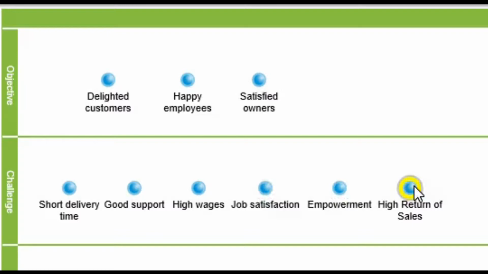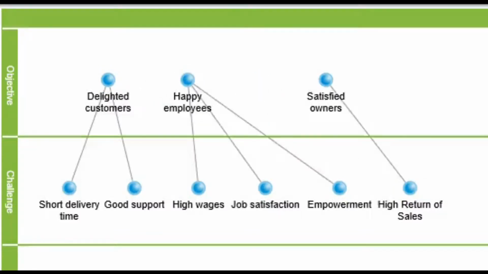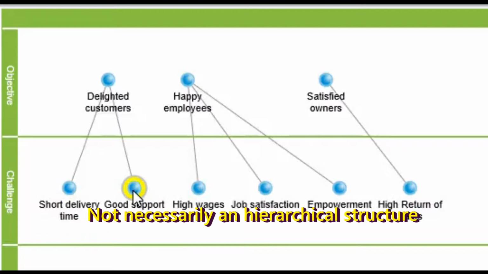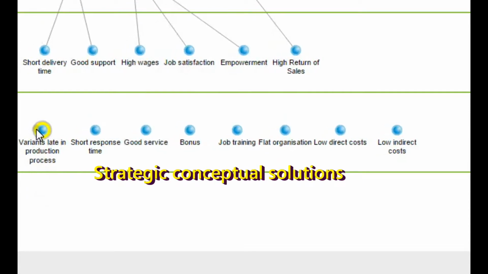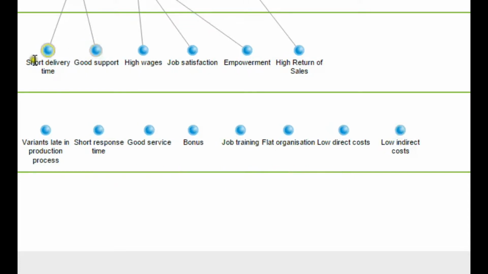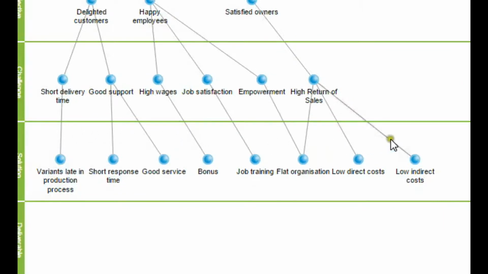Let's see how these relate to the 3 top-level objectives. So they all connect, and it looks so far as a hierarchy, but it doesn't have to be a hierarchy, as we shall see later. So we then move down to the strategic concept level, and then we have 8 bullet points. We have variance late in the production process, short response time, good service, bonus for the employees, job training, flat organization structure, low direct costs as well as low indirect costs. And let's see how they relate to the strategic requirements on the level above. They all connect nicely together.